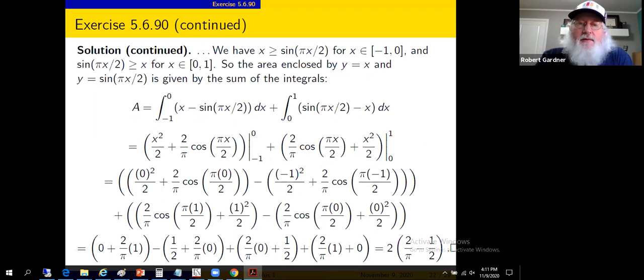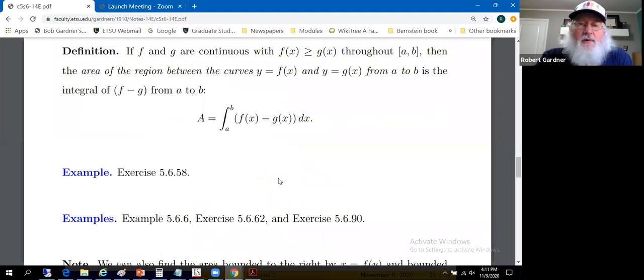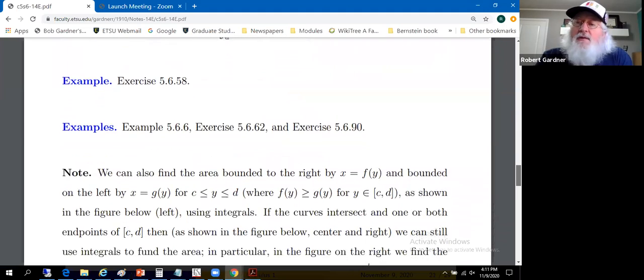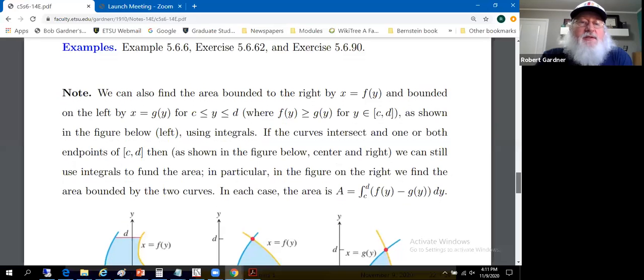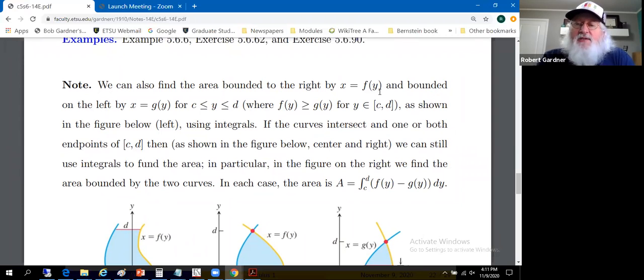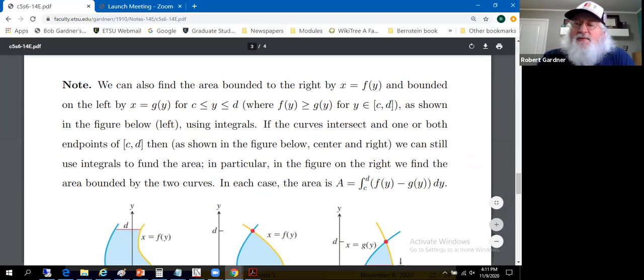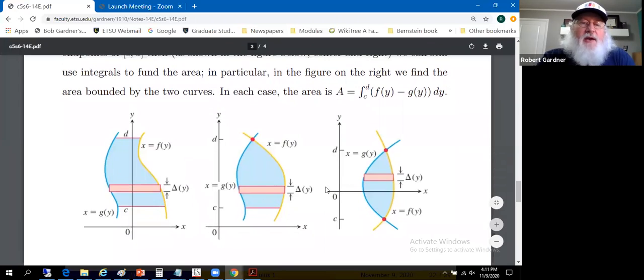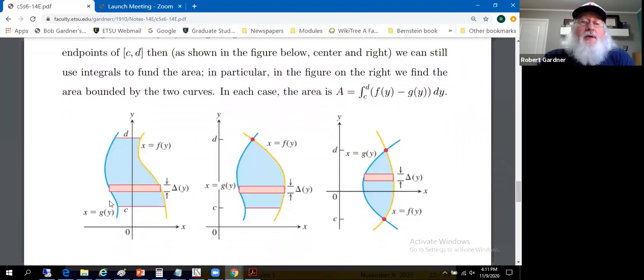Let's go back to the notes. That was number 90. See if we can get to the end of this. The last little part says, well, suppose you have x as a function of y. If we have x as a function of y, we'll do exactly the same kind of stuff, just kind of turned sideways. How are you going to find an area that's bounded by x as a function of y on one side and x as a function of y on the other? Guess what? You're going to take larger minus lesser.